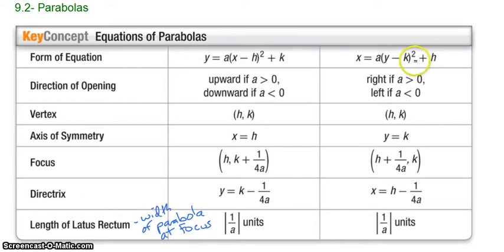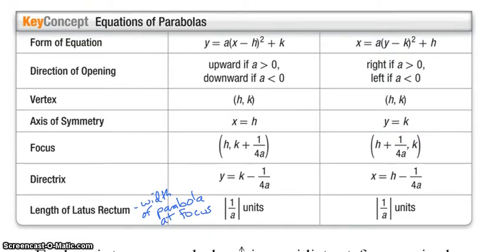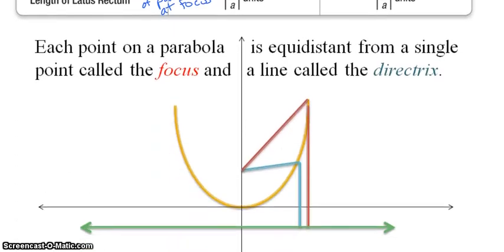We have two forms of our equations, whether they are vertical or horizontal parabolas. We have our equations for the vertex, which is (h, k), like usual. We have axes of symmetry. We have something called the focus, the directrix, and the latus rectum. Now what do focus, directrix, and latus rectum mean?